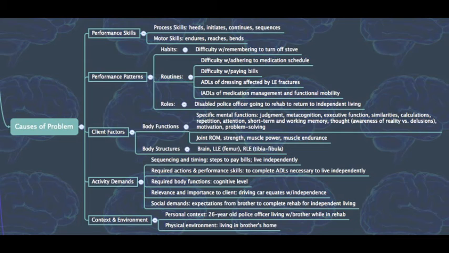Activity demands: required actions and performance skills to complete ADLs necessary to live independently. Required body functions is a cognitive level. Relevance and importance to client: driving a car equates with independence. The social demands are expectations from his brother to complete rehab for independent living. His context and environment, his personal context: he's a 26-year-old police officer living with a brother while in rehab, and his physical environment is living in his brother's home.